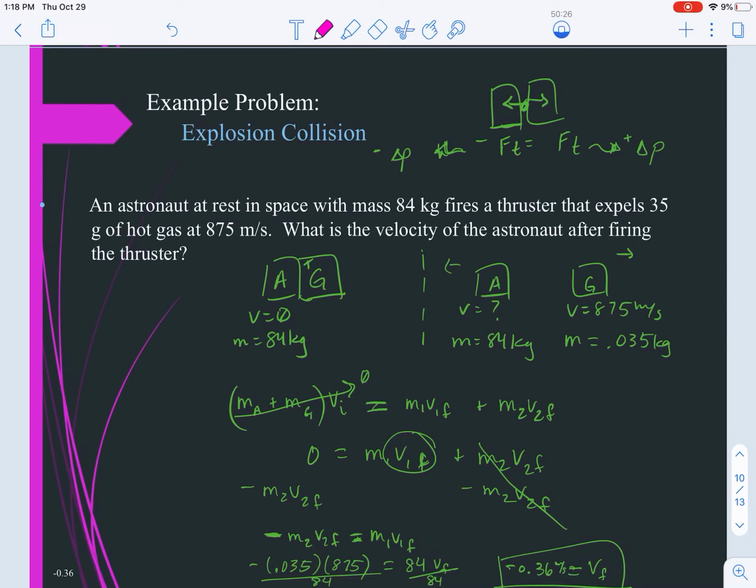If you have any experience with firing a gun, you understand that there is a force that sends the bullet forward, and so we know the bullet's going to accelerate forward, but there is also a return force applied to the gun that pushes the gun in the negative or backwards direction. And so that's what some people sometimes call kickback or recoil. But basically, this is an explosion collision. This is a reverse inelastic or perfectly inelastic collision.